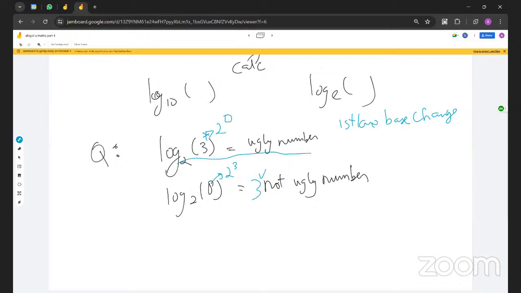However, that said, it is not understood why it works. It just works. So I'm going to do a base change here. I'm going to change the base to what your calculator can do. For example, log base 2 of 3 will be log base 10, I put the 3 here, I put the 2 here. I just apply the law. It totally does not make sense at all.